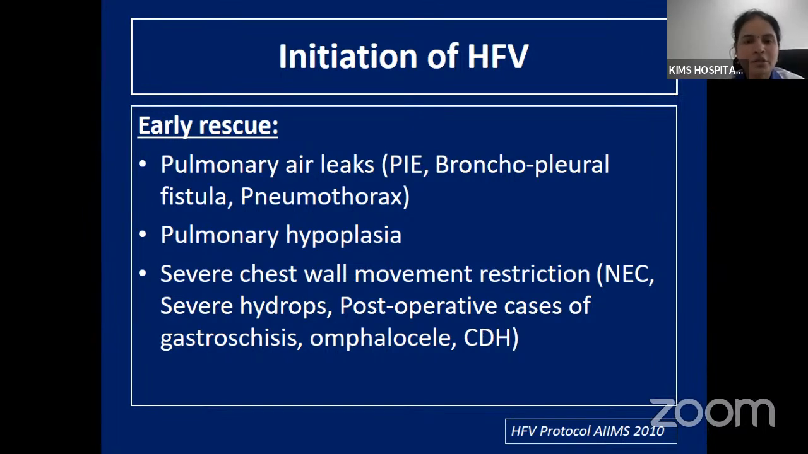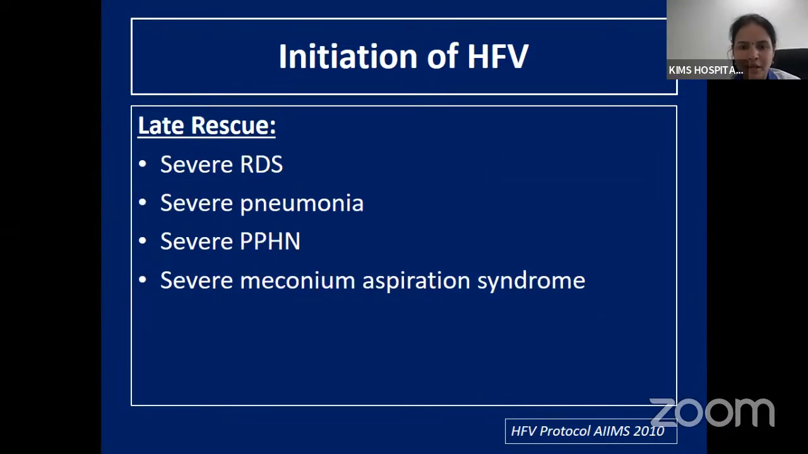So where all do you switch to high frequency ventilation early in the course of the disease? In babies with established pulmonary air leak syndromes like pulmonary interstitial emphysema, so preterm babies with PIE, or term babies with bronchopleural fistula or pneumothorax, or in conditions where there is high risk of air leak such as pulmonary hypoplasia, or in conditions where there is severe restriction of chest wall movement such as necrotizing enterocolitis, or in post-op cases such as gastroschisis and omphalocele, where due to anatomical problems there can be a limitation in chest wall movement, one must have a low threshold to switch from conventional to high frequency ventilation.